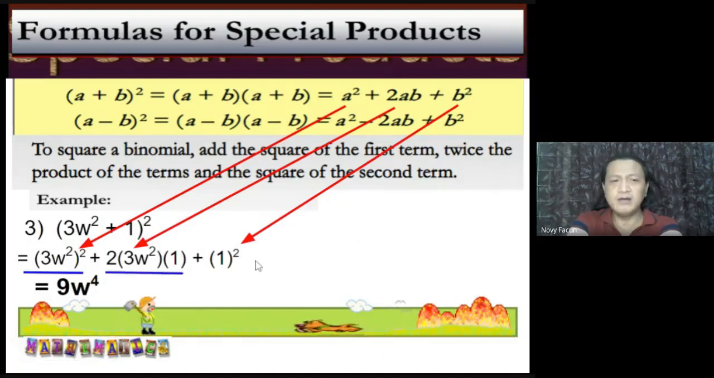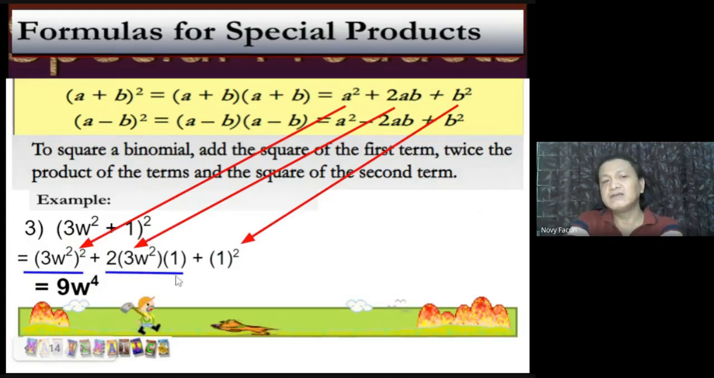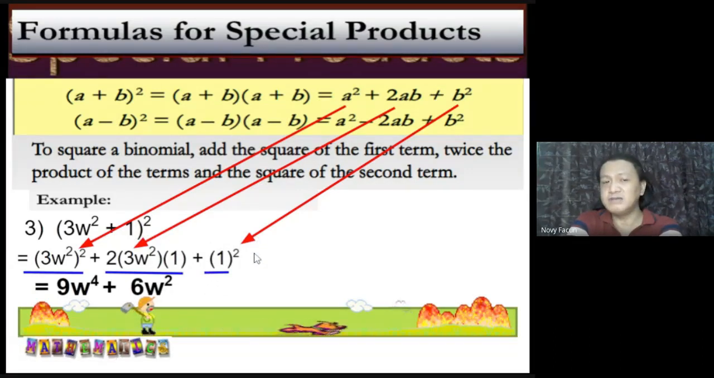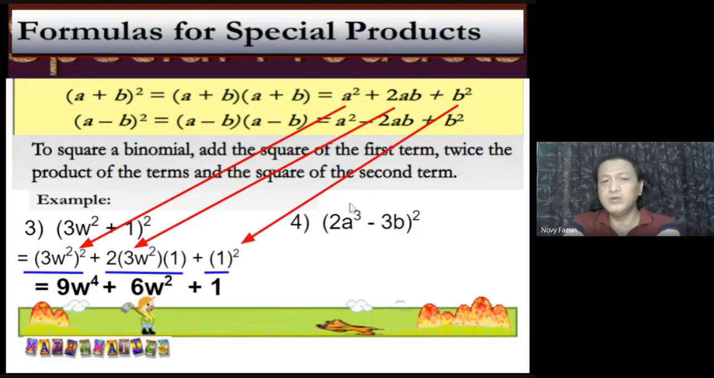And another, pag sinimplify mo to, we have to multiply 2 times 3 times 1, that is 6. Then, copy mo na lang yung literal coefficient na w squared. And the final is 1 squared, that is 1. 1 times 1 is 1. Kaya, we have 9w raised to 4 plus 6w raised to 2 plus 1. Always remember, this is a perfect square trinomial. Yung answer natin. And we have number 4, (2a cubed minus 3b) raised to 2.